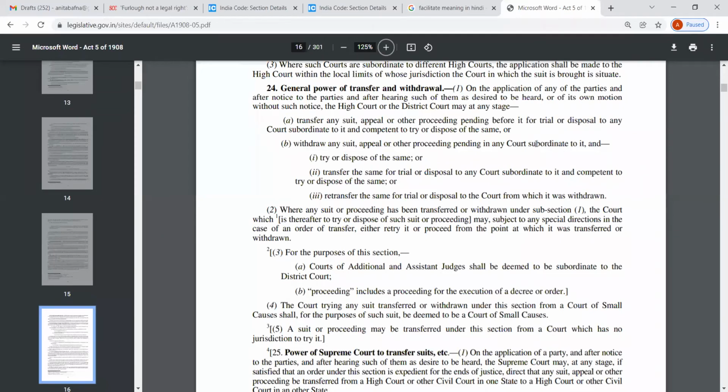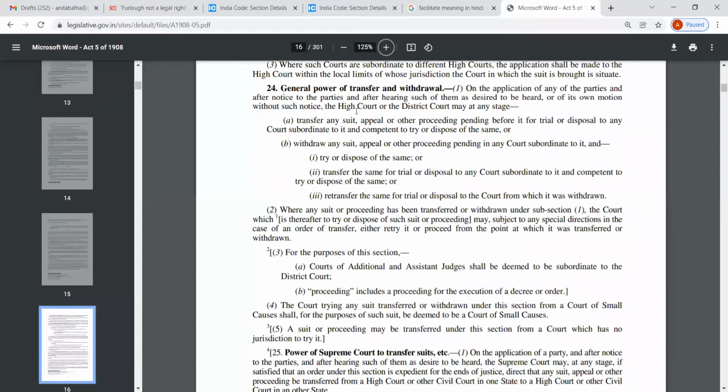Now withdrawal does not mean here case withdrawal, it means withdrawing from one court and giving it to another court. That is the meaning of withdrawal here. Always remember, this is not a withdrawal of the case. हमने वहां से withdraw कर लिया घर चले गए. It's not like that. Withdrawal from one court and given it to another court, and general power of transfer.